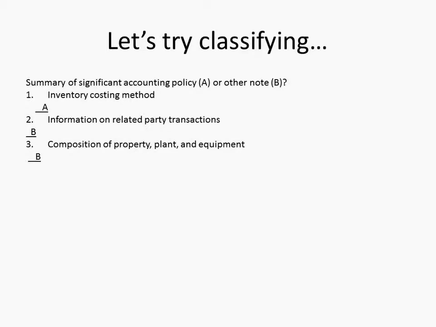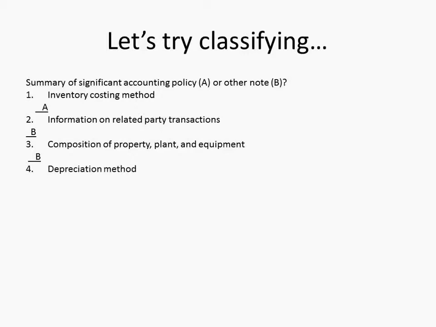Got it? So you may report on your balance sheet property, plant, and equipment, but not have a breakdown of what's building, what's furniture and fixtures, what the depreciation is on each of those items. You would have that possibly in another note. Okay?